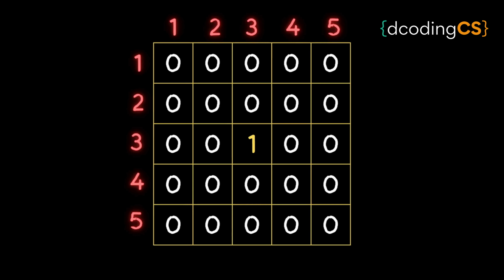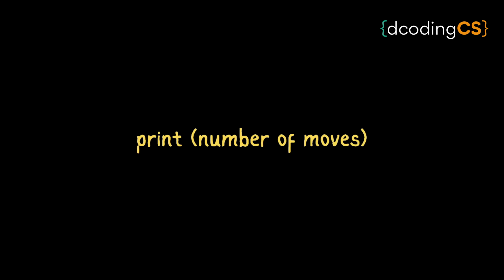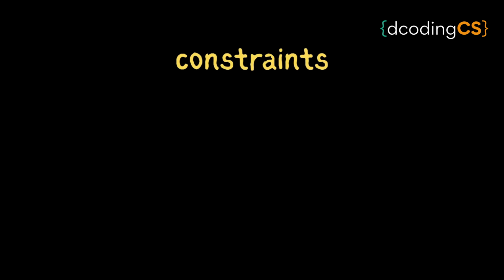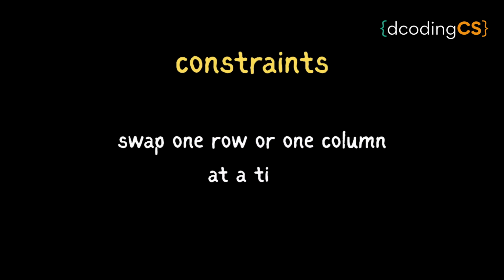Now, according to the question, a beautiful matrix is a matrix that has the number 1 in the 3 by 3 position. Now, we are given a matrix and we need to swap the rows and columns of the matrix to transform the matrix into a beautiful matrix. Then, we need to print the minimum number of moves that are needed to convert the given matrix to a beautiful matrix. But we are given a constraint here, that is, we can only swap one row or one column of the matrix in one move. Now let's see how we can solve this problem.